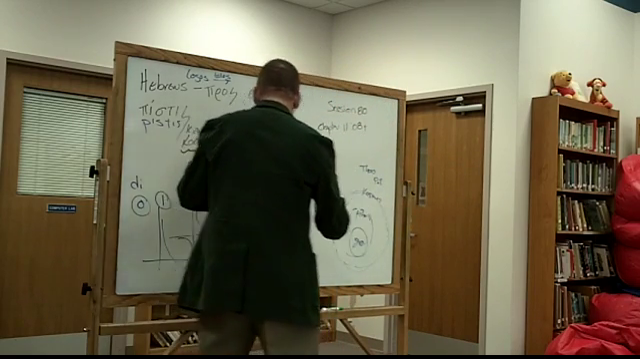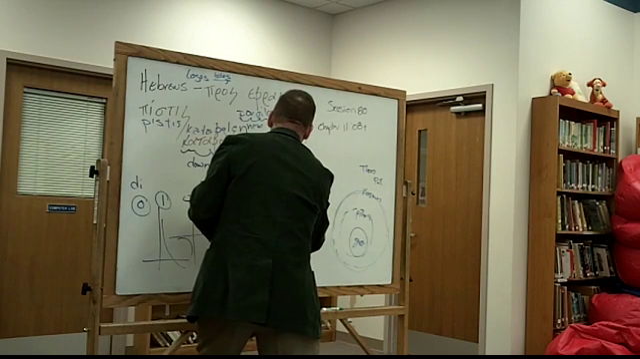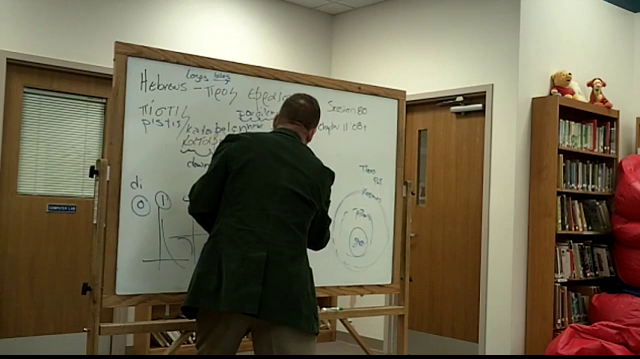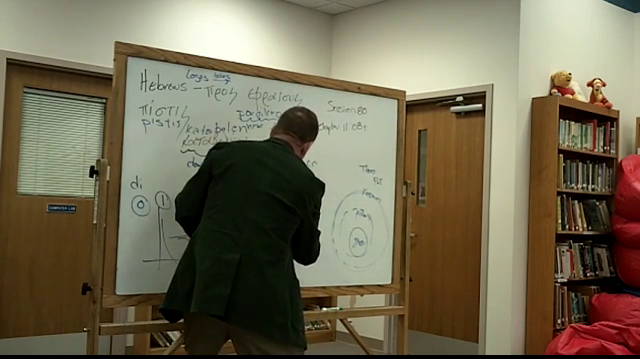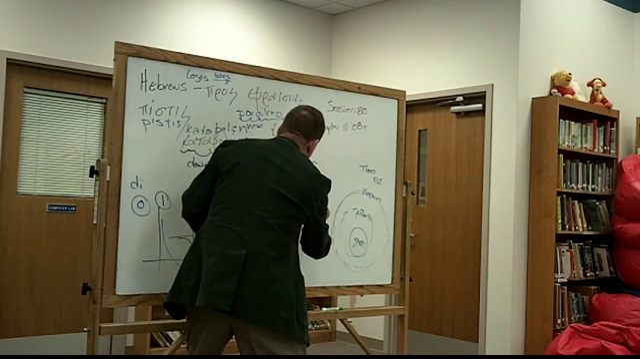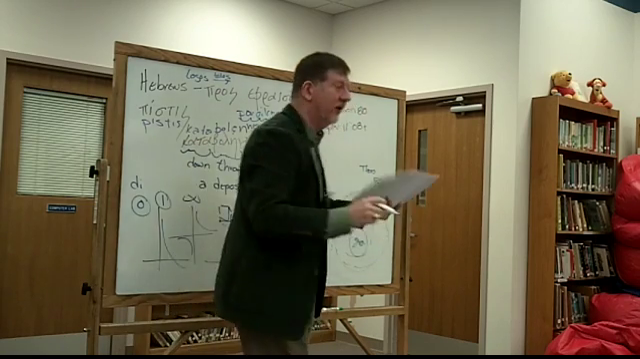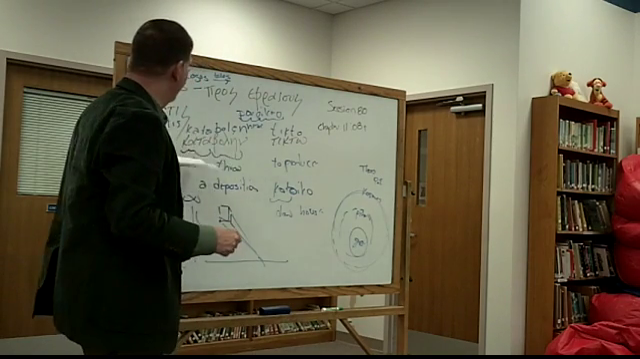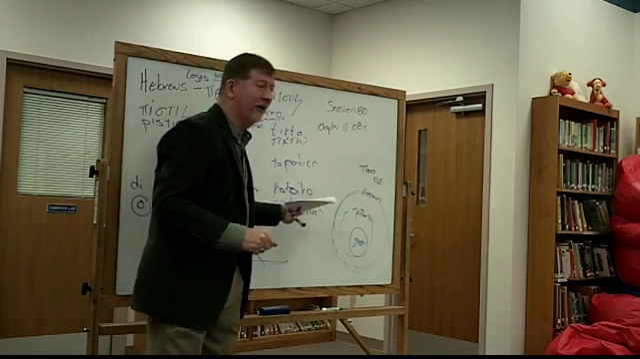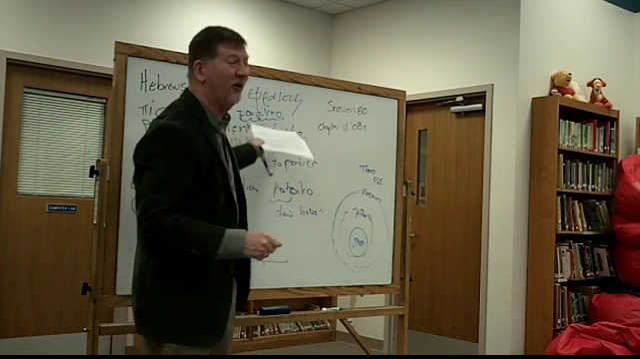Kata oiko. Kata, down. Oiko, house or home. So, down house down. Katabola, kata oiko. And before we had para oiko.